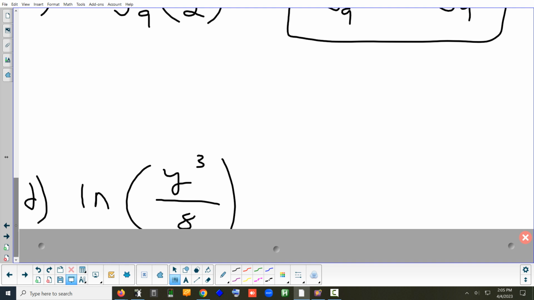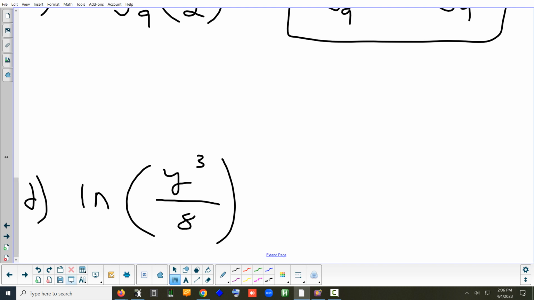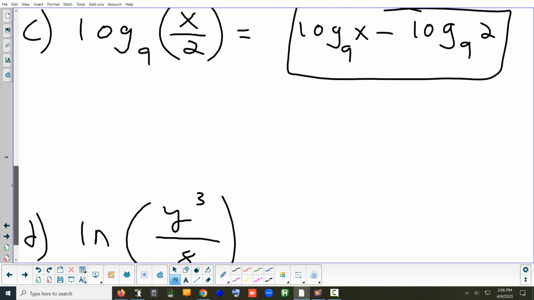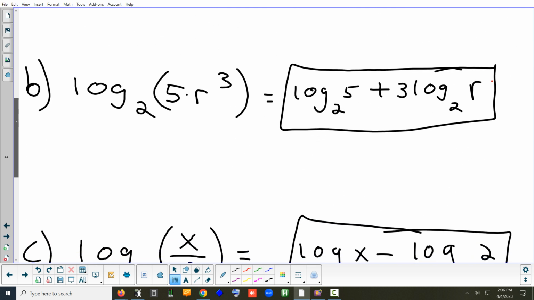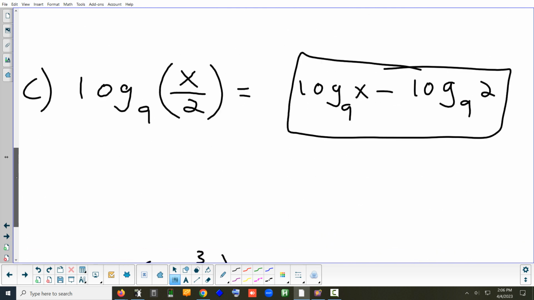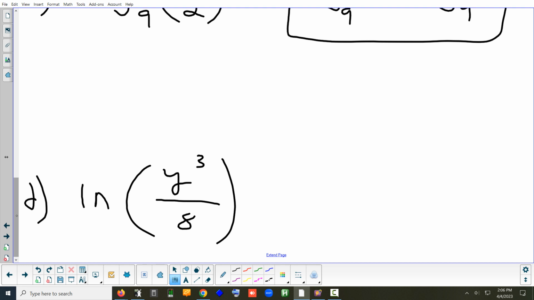Try this one. Now, let's just go through the different bases we've done. First problem was base 4. Then we had base 2. We had base 9. This one's base e. You don't write it as log base e. You're going to just use the ln symbol. But it's the same as every other problem we've done. Just write ln instead of the word log when you split it.